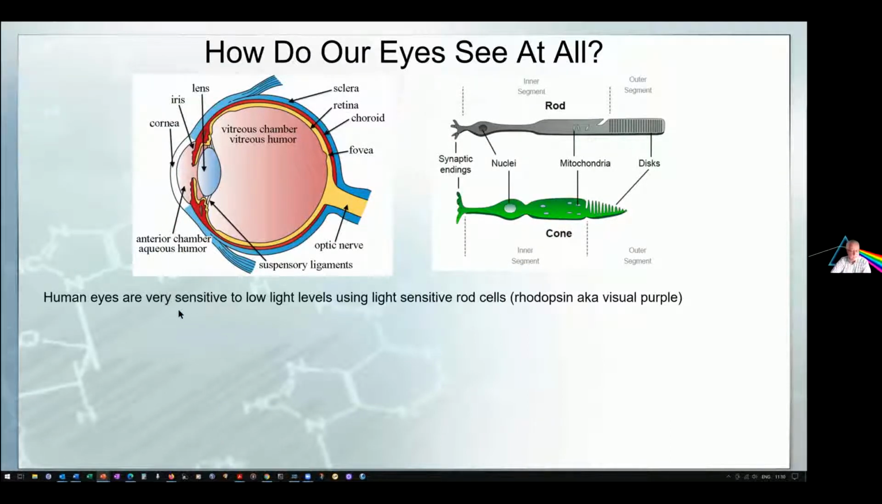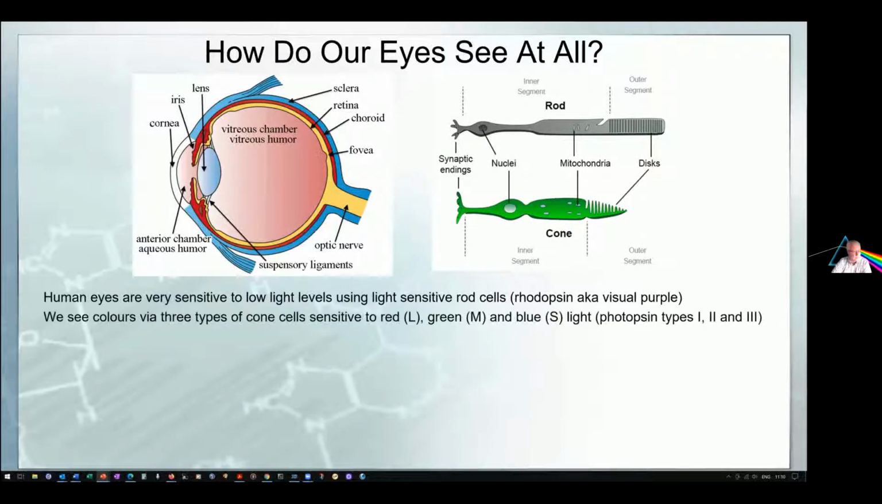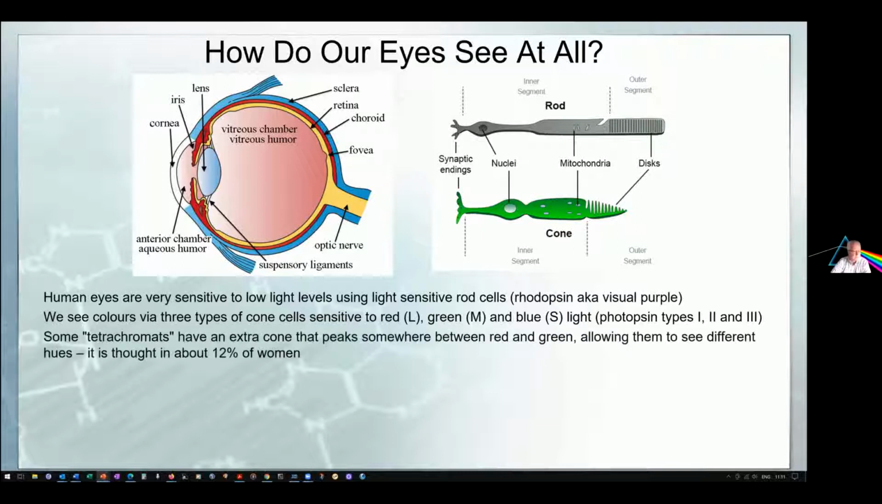Now, we're very sensitive to low light levels, and that's because of a special type of cell shown here at the top called a rod cell, and they have a substance in them called rhodopsin, or visual purple, as it's sometimes called. And we see colours because of 3 different types of cone cells. They're sensitive to primarily red, green, and blue, and that's because those cells have a particular substance in them called photopsin, and there's types 1, 2, and 3, which give us the sensitivities to different wavelengths of light. Some very lucky people, mainly women, 12% thereabouts, have an extra cone cell, and they can see somewhere between red and green, allowing them to pick out different hues with much more acuity.